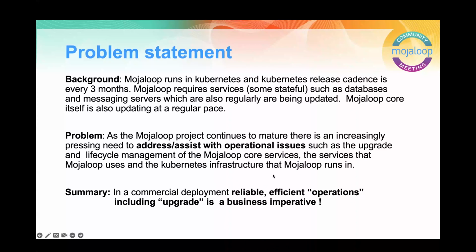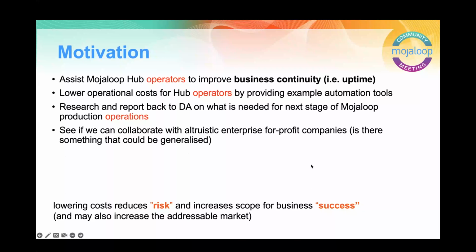So if we're going to have an enterprise commercial deployment, we need to assist our hub operators with reliable, efficient operations, including upgrade, which is the focus of this. So what's the motivation? To assist hub operators with business continuity, to lower the costs, and really it's all about TCO. And we want to lower operational costs. We want to report and research back to the DA. We're learning things here. You're about to see the first thing we've learned, which is about operators. And we want to see if we can collaborate, as Brody said, with another altruistic enterprise for-profit company. Is there something there that can be generalized?